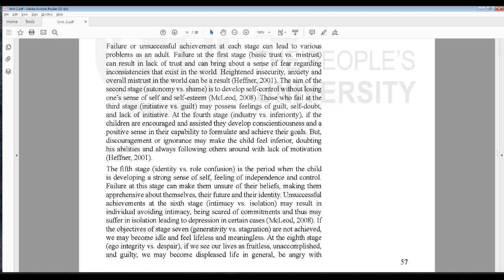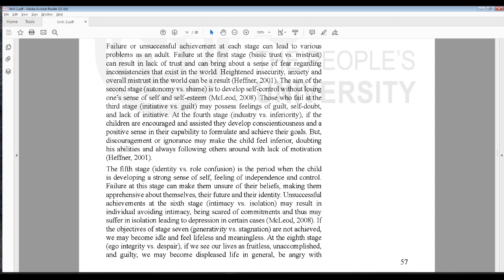Those who fail at the third stage, initiative versus guilt, may possess feelings of guilt, self-doubt, and lack of initiative. At the fourth stage, industry versus inferiority, if the children are encouraged and assisted, they develop conscientiousness and a positive sense in their capability to formulate and achieve their goals. But discouragement or ignorance may make the child feel inferior, doubting his abilities and always following others around with lack of motivation. Hefner, 2001.